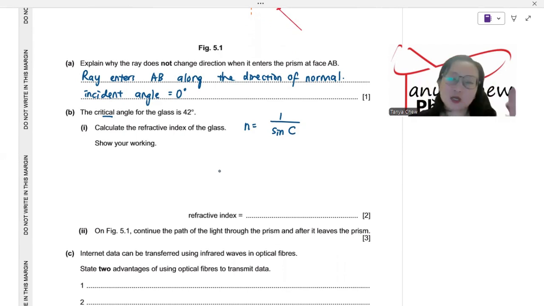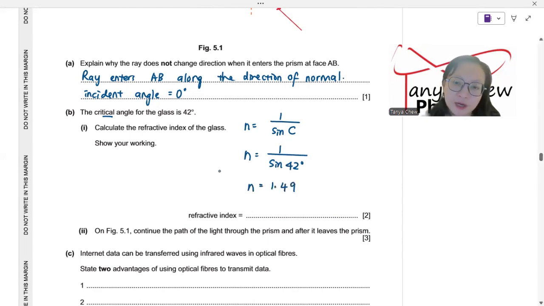Critical angle is the angle of incidence that causes the light to be refracted at 90 degrees between the two surfaces, when the light ray travels from denser medium to less dense medium. That is critical angle. So why do I have 1 over sine C? Because when the refracted angle is at 90 degrees, sine 90 degrees is equal to 1. That is why you get a 1 here. So n is equal to 1 over sine 42 degrees. n is equal to 1.49. 1.49 is my answer. There's no unit for n.